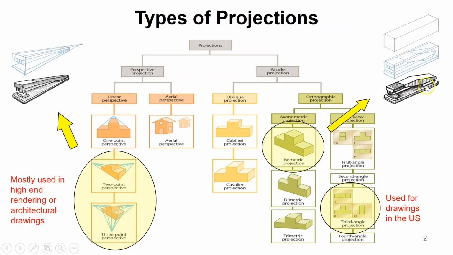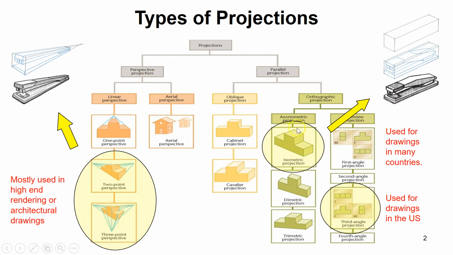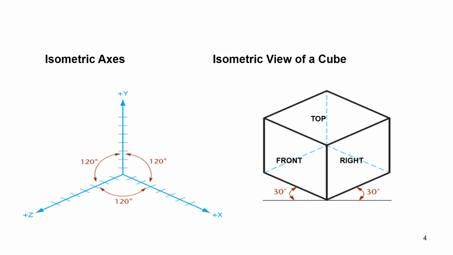You can see here another example, a stapler in parallel projection versus perspective. Now, the one that we want to focus on in this lecture is isometric. So we render the object on a piece of paper like 3D. How? We have three axes, X, Y, Z, let's say, and we have to draw these three axes on a flat piece of paper. So how do we do it?